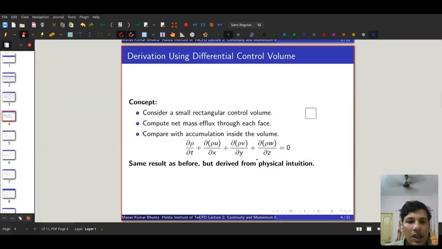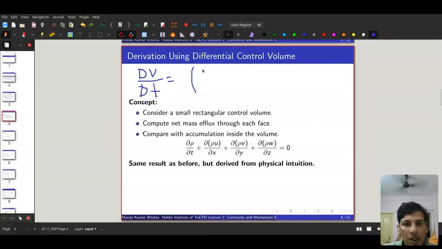Next, we will apply the Gauss divergence theorem. That is, the surface integral will now be converted to the volume integral. So how will we convert this? By applying the Gauss divergence theorem. Since it is moving, capital DV by Dt would be equal to the volume integral of the Nabla operator dotted with V, into dV. The surface integral in the previous case is now converted to the volumetric integral by the application of the Gauss divergence theorem.